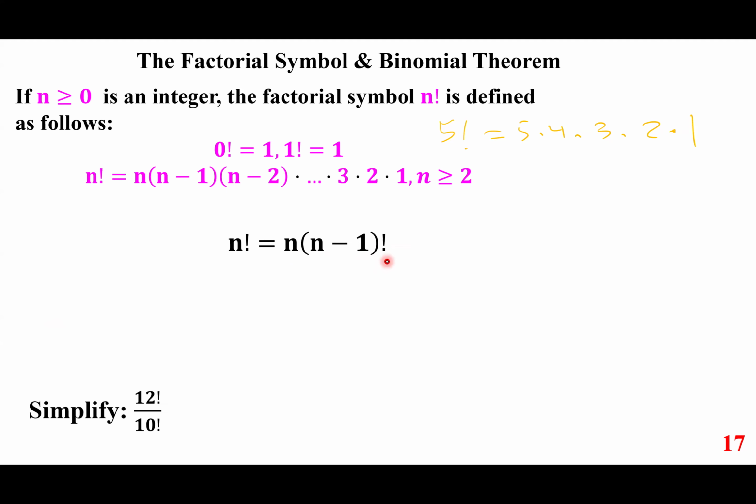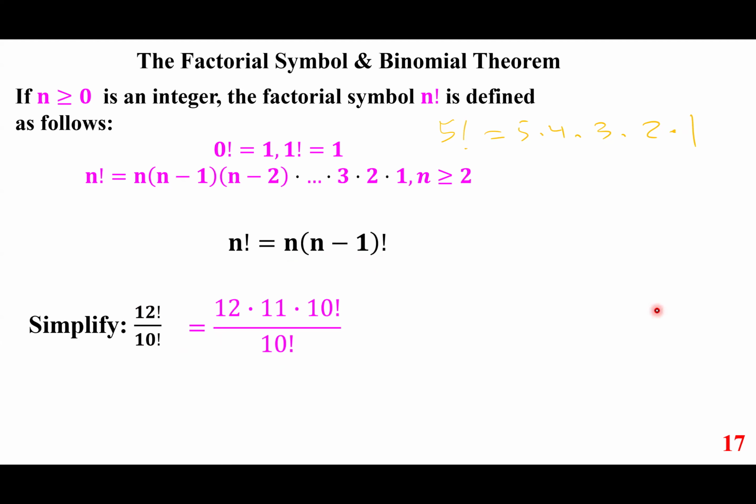For example, if you have 12 factorial over 10 factorial, because 12 is larger than 10, you're going to keep the bottom as 10 factorial. And the top, you're going to write 12 times 11. Instead of going all the way down, we stop at 10 factorial because we can drop it. And so the answer is 12 times 11, which is 132. So this is a fairly easy way of doing it without using a calculator, okay?